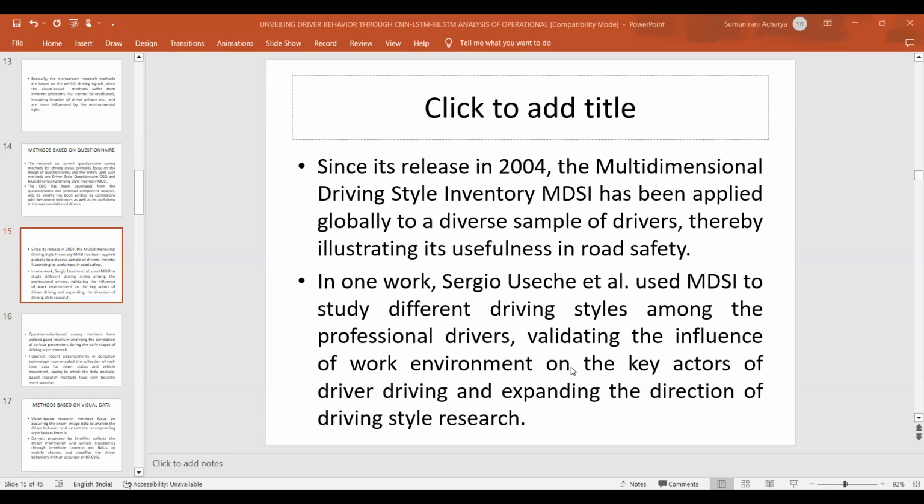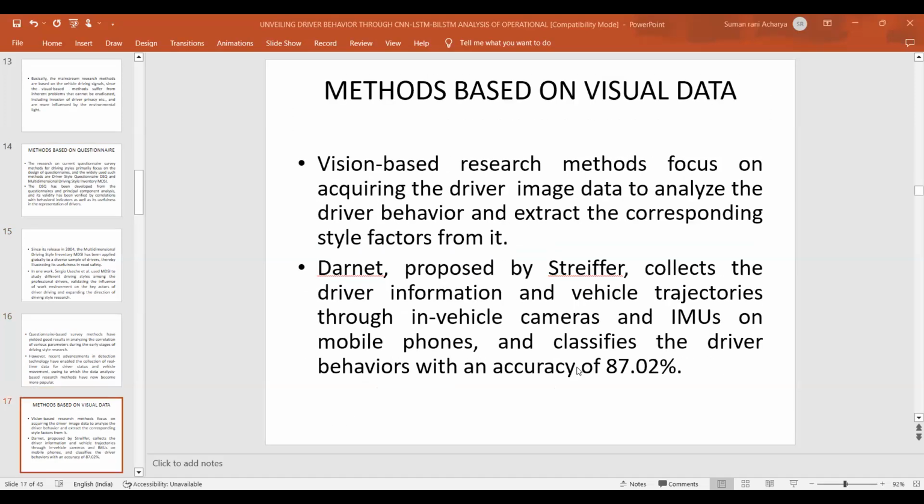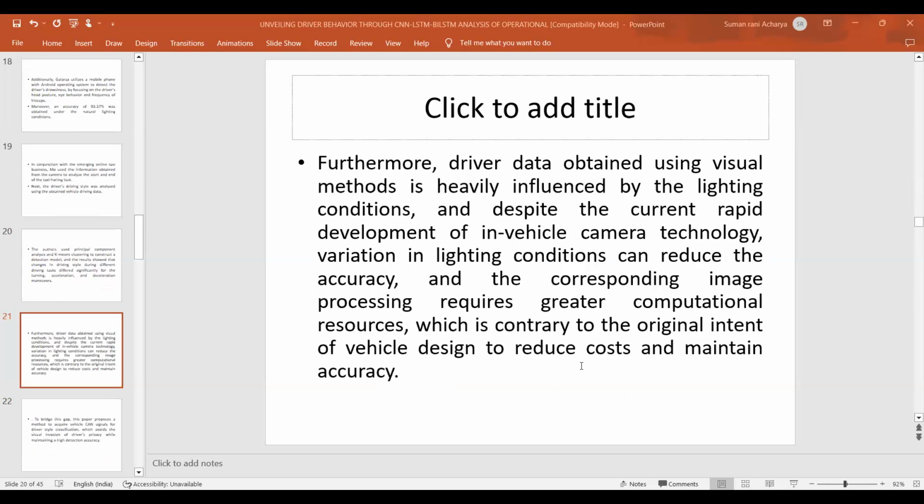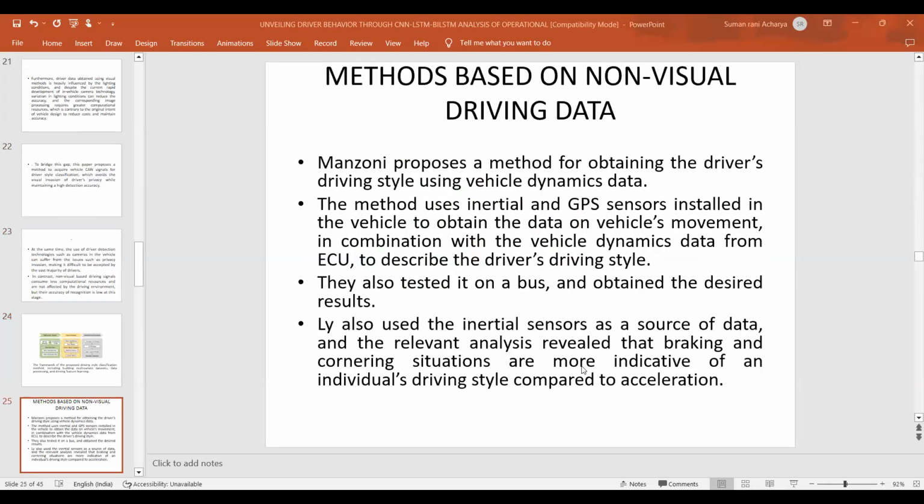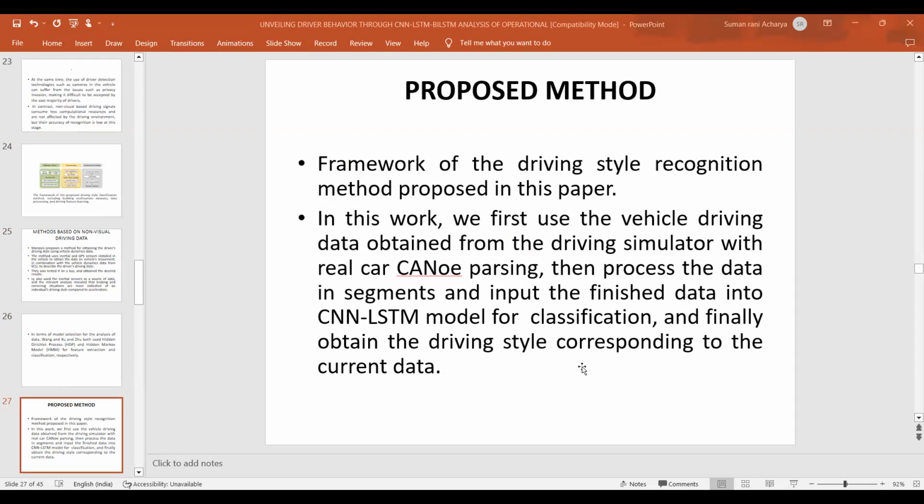In one work, the MDSI was used to study the different driving styles among professional drivers, validating the influence of the work environment on the key factors of driving and expanding the direction of driving style research. The visual-based research methods focus on acquiring driver image data to analyze the driver's behavior and extract the corresponding style factors from it. Another paper collected driver information and vehicle trajectories through the in-vehicle camera, IMU, and mobile phones, and classified the driver behavior with good accuracy. But we proposed here the framework of the driving style recognition method proposed in this paper.